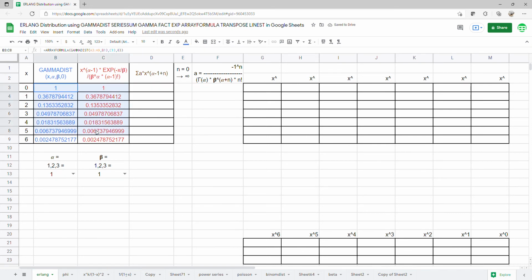These values are exactly the same because it's GAMMADIST for integer values of alpha. The GAMMADIST and the Erlang distribution are the same.